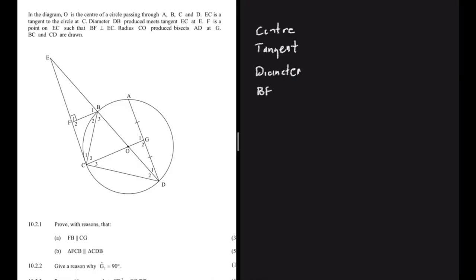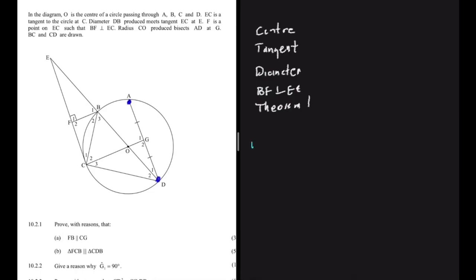BF is said to be perpendicular to EC. Radius CO produced bisects AD at G, BC and CD at all. When the radius bisects AD, so here's AD, that is theorem 1 or the converse. So we have theorem 1. So we shall be able to answer all our questions only using these 5 keywords. Let's go ahead and see if that will work.